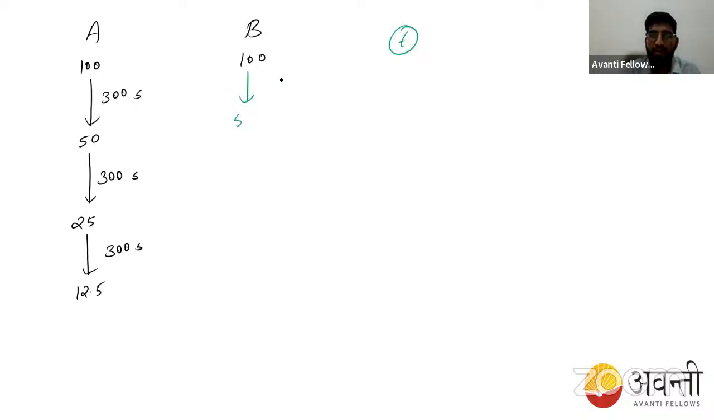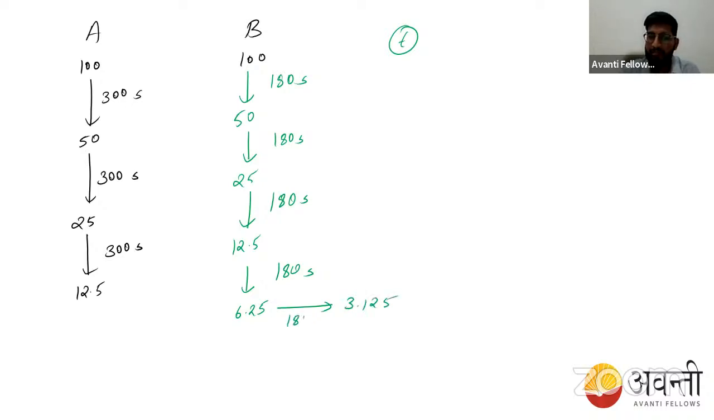So B will convert into 50 in 180 seconds, into 25 in 180 seconds, into 12.5 in 180 seconds, into 6.25 in 180 seconds, and into 3.125 in 180 seconds. So I know that 12.5 divided by 4 is equal to 3.125. So this is the concentration of A and this is the concentration of B.